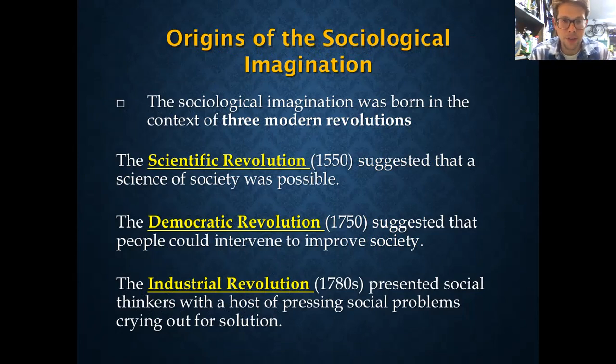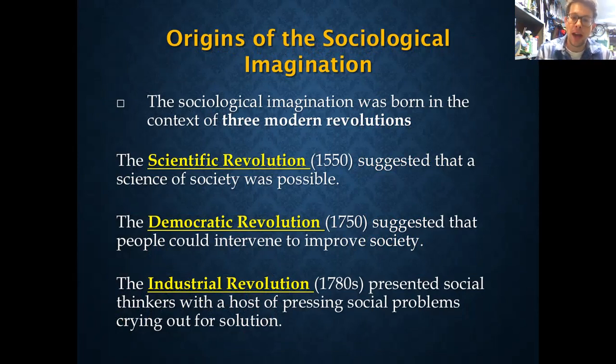So we have the scientific revolution. It suggested that a science of society was possible. So once again, sociologists are always trying to make sure that it is very clear that they are scientists. And so they're going to be following the scientific method. They're going to be using those scientific methodologies to carry out their studies and be as scientific as possible with repeatable results and clear information.